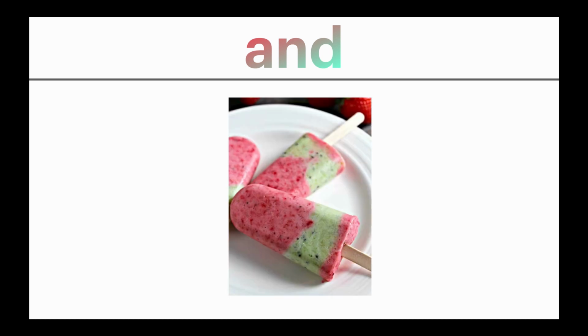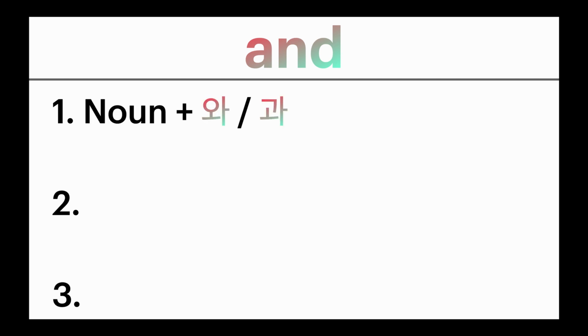And now we are going to move on to our next grammar, which is and. And because this color scheme is too similar to 들, wabam! Do these particular colors remind anyone else of popsicles? Now when it comes to the word and, specifically connecting nouns to each other, there are actually 3 particular grammar points that you can use here. First, we have noun plus wa or gua. Wa if a word ends with a vowel, and gua if the word ends with a consonant.